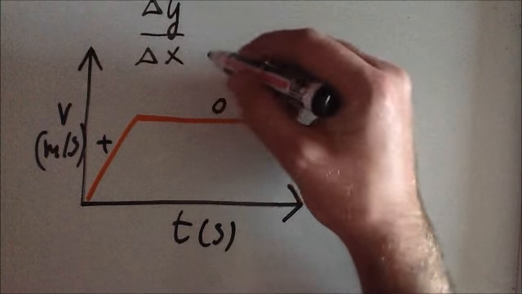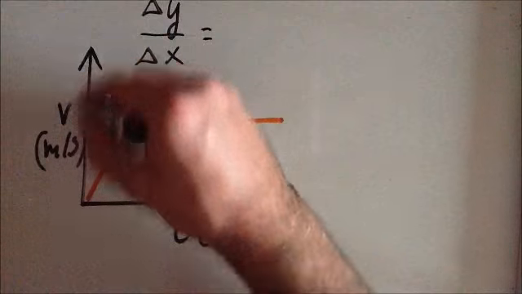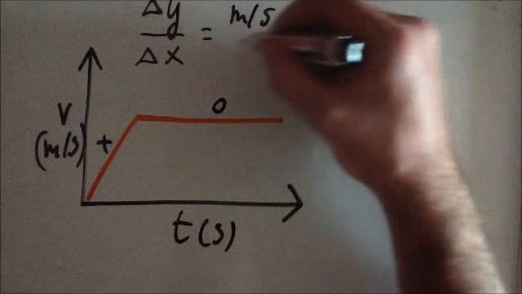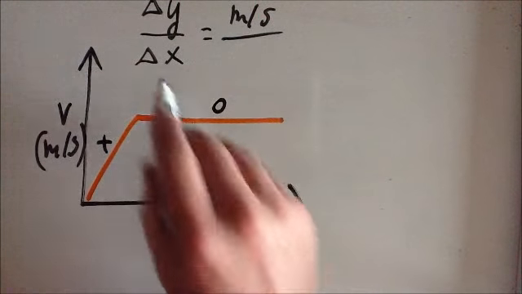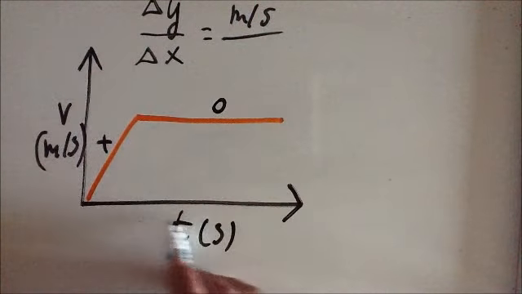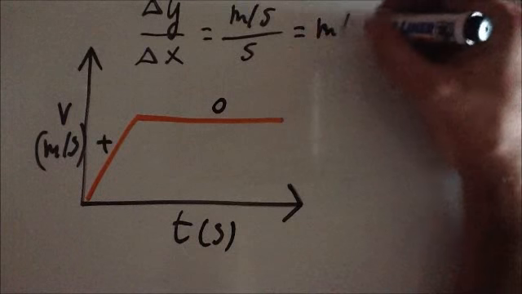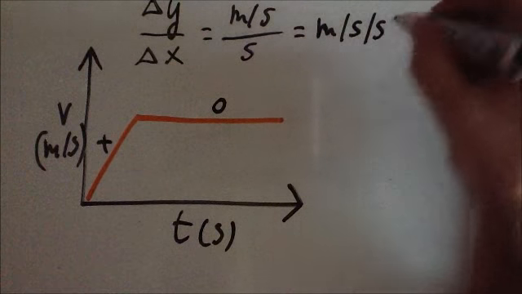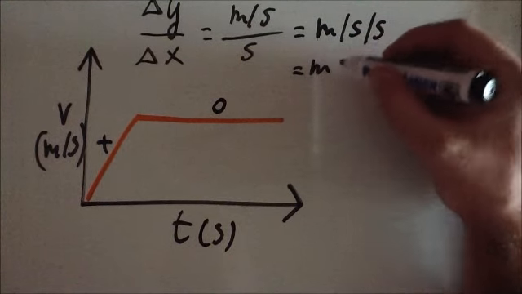The delta symbol means change in. So here, if we change the y-axis, we're changing our meters per second, and we're doing it on the x-axis in a certain number of seconds. So what this really says is meters per second per second, which is sometimes written like this.